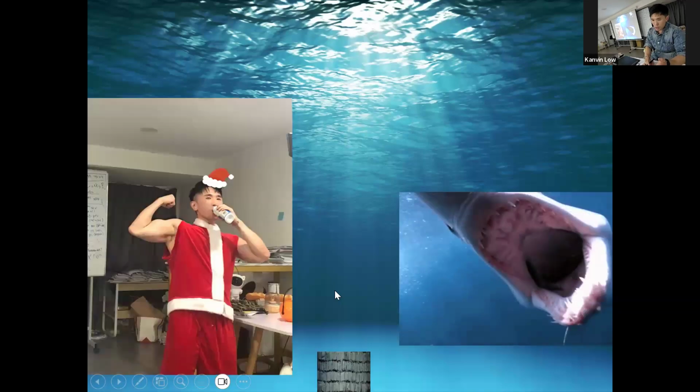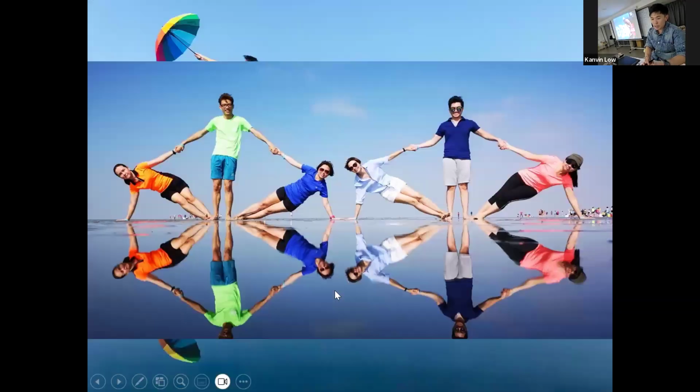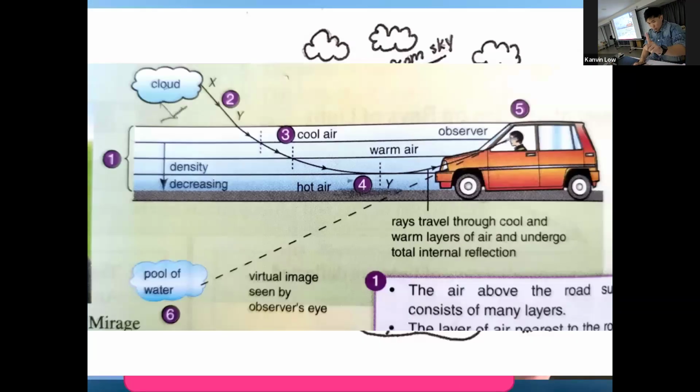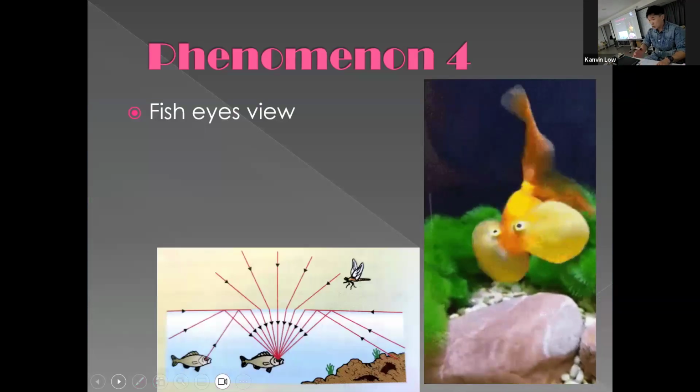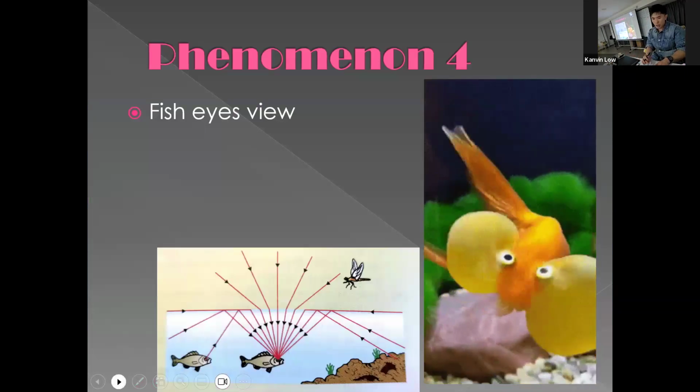Cool. And refraction has a few phenomena. For example, mirage. Why do we have a mirage? Because from cool air to hot air, the density is different. Because the density is different, that's why there will be refraction. Do you get what I mean? Yeah, right? So other than the mirage, we also have the fish eye. Refraction is happening over here.